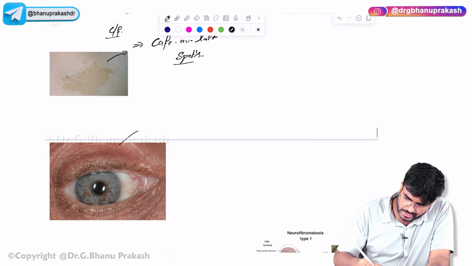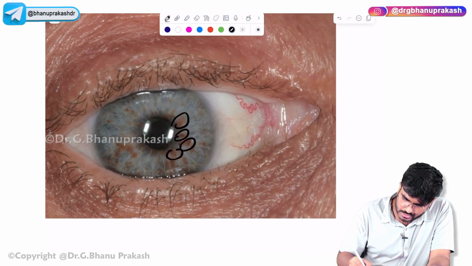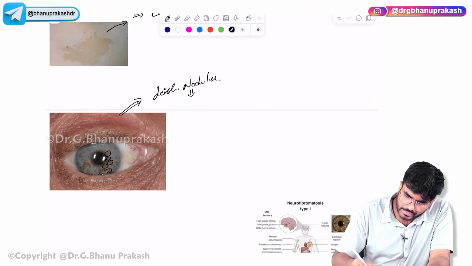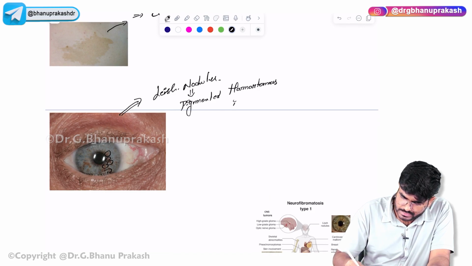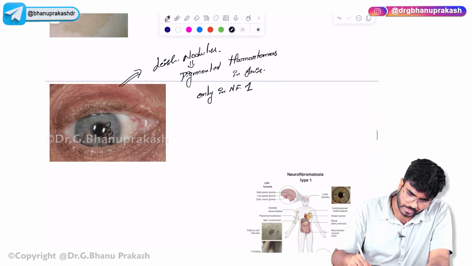And not only that, if you look at their eyes, there's going to be something called Lisch nodules. These are the Lisch nodules. What exactly are the Lisch nodules? They are pigmented hamartomas in the iris. It's only seen in neurofibromatosis type 1.